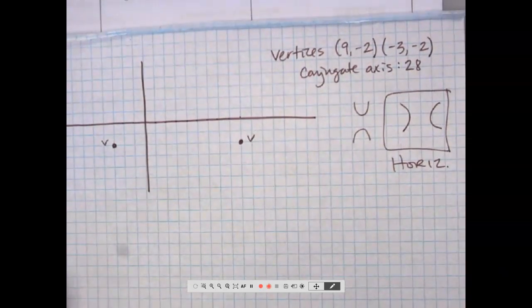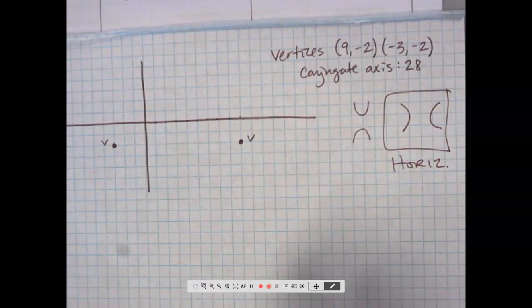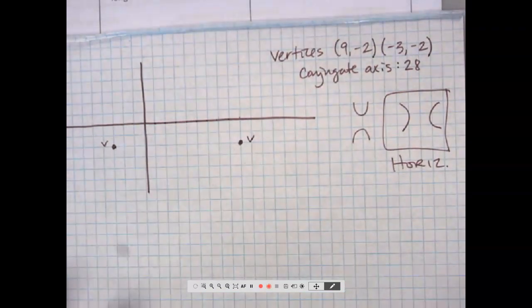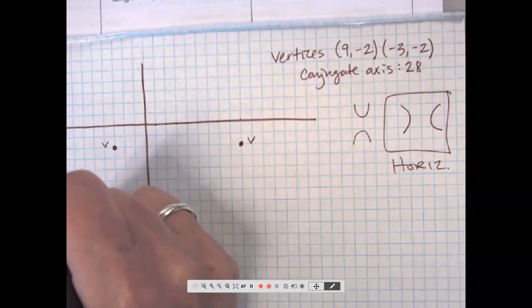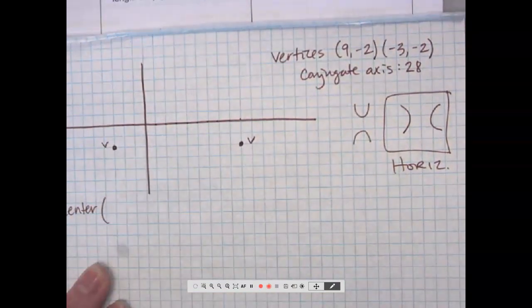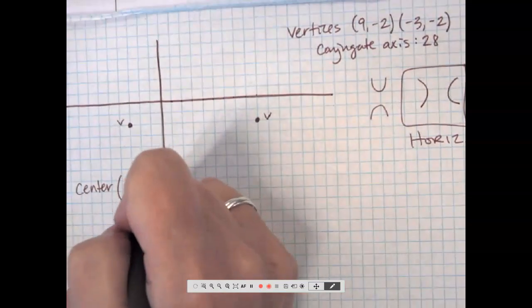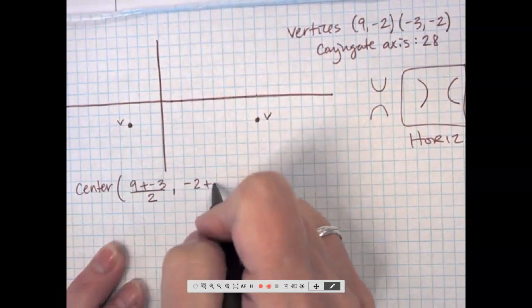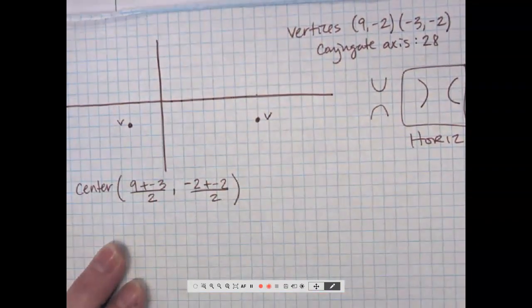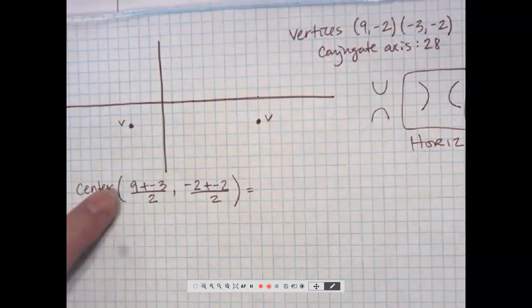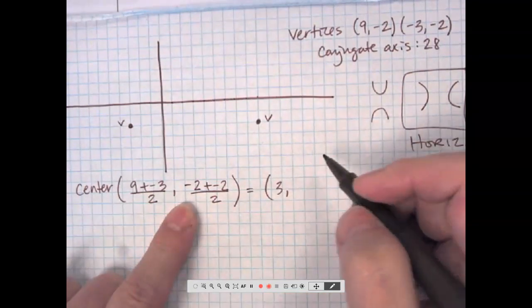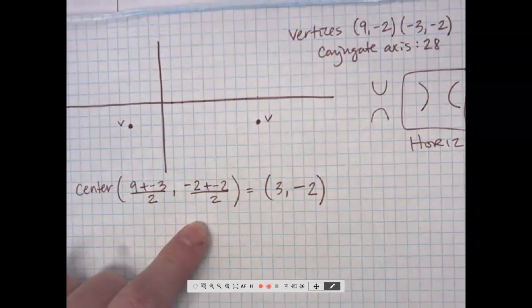Okay? All right, so in addition to knowing that it's horizontal, what else can I find from these two points? The center point. So if you're on graph paper, you can walk it into the middle or use your midpoint formula. And with the midpoint formula, remember, we're just averaging x's. That means add them up and divide by 2. And averaging the y's, add them up and divide by 2. Okay, so that's 6 over 2 is 3, and negative 4 over 2 is negative 2.